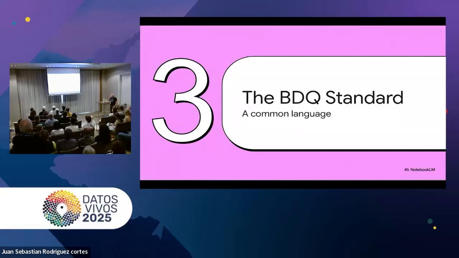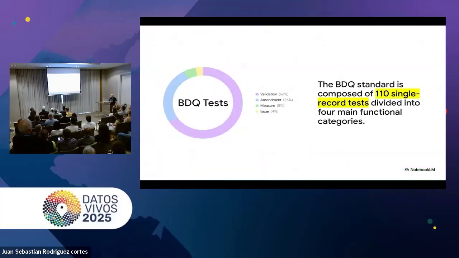Okay, so after that decade-long quest, what did we get? We got the proposed biodiversity data quality standard, or as we're all calling it, BDQ. It's really designed to be that common language for data quality that we've all needed for so long. So what's at the core of BDQ? It's a suite of 110 distinct tests, each designed to work on a single record.